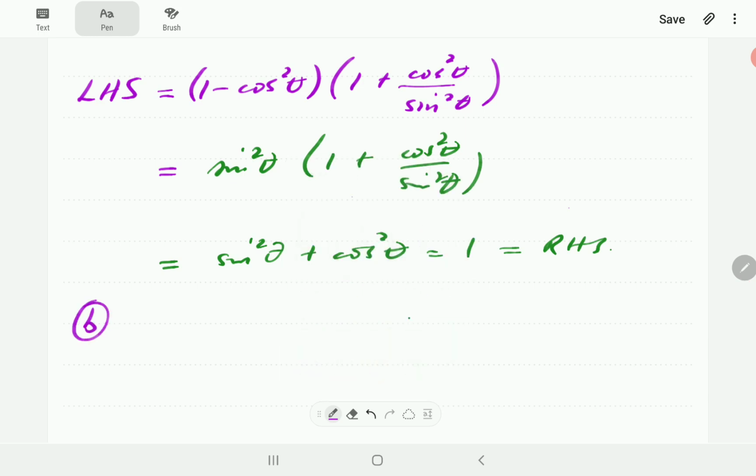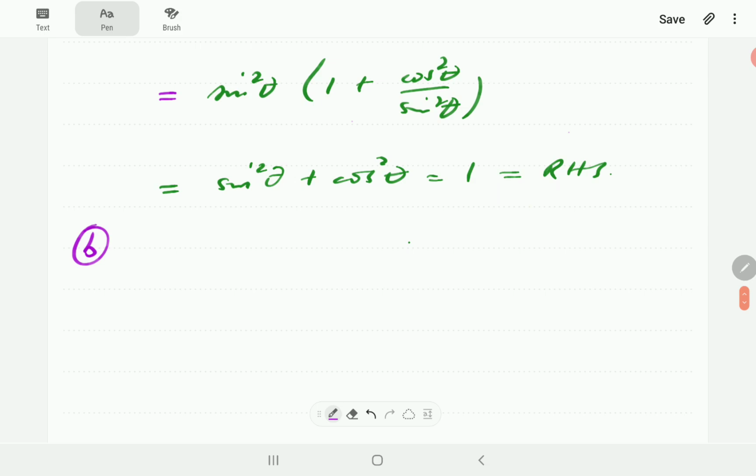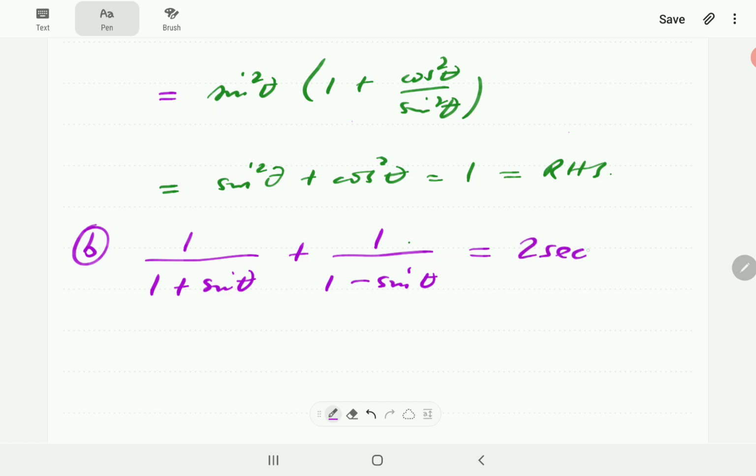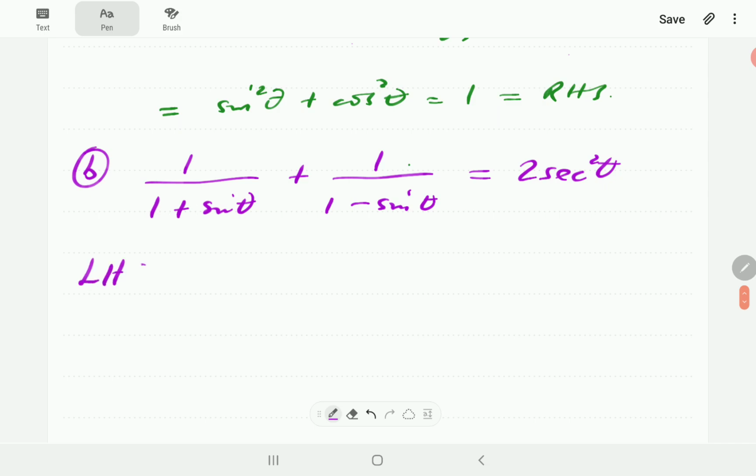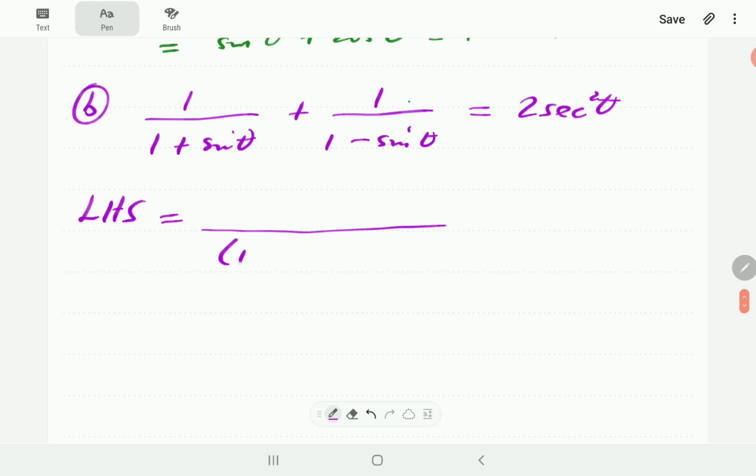Okay, so going on to example number B now. In B we have 1 over 1 plus sine theta plus 1 over 1 minus sine theta. This is equal to 2 times secant squared theta. Again, the left hand side looks more complicated, so we're going to work from the left hand side. And also on the left hand side we've got a sum of two fractions, so straight away you're going to write that as a single fraction.